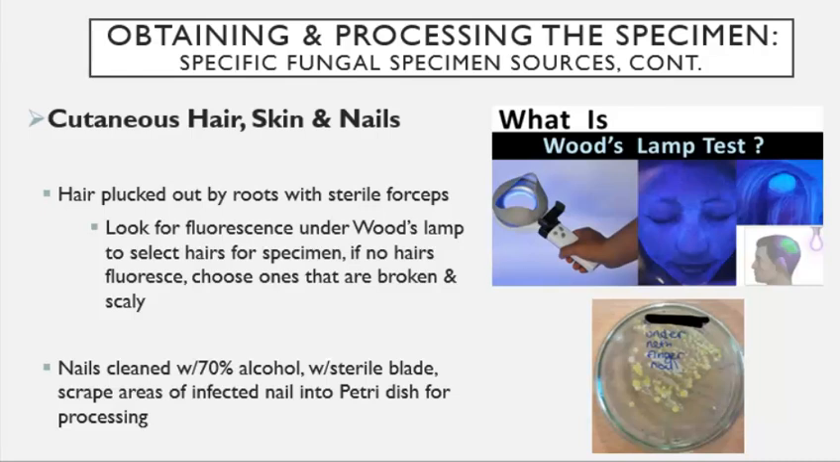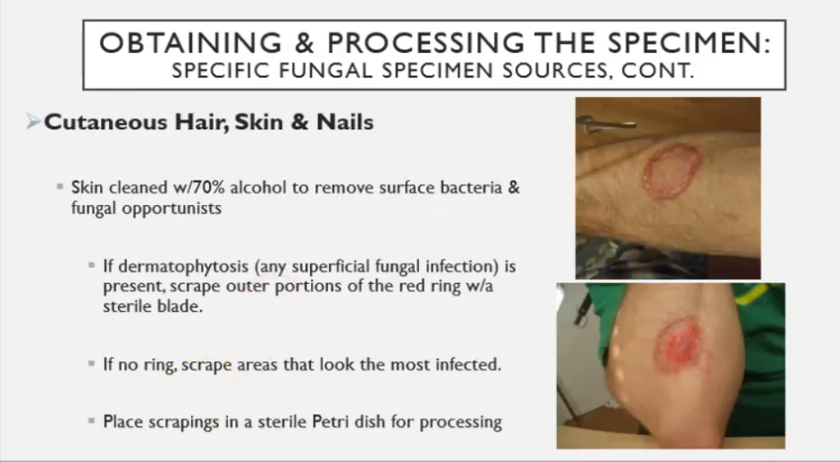For cutaneous samples such as hair, skin, and nails, hair can be plucked by the roots with sterile forceps, and you can look for fluorescence under a Wood's lamp. Nails should be cleaned with 70% alcohol, and with a sterile blade, scrape the area that is infected into a petri dish for processing. Also, clean skin with 70% alcohol to remove surface bacteria and any fungal opportunist. If dermatophytes are present, scrape the outermost portion of the red rings with a sterile blade. If no rings, scrape the area that looks most infected. Place scrapings in a sterile petri dish for processing.